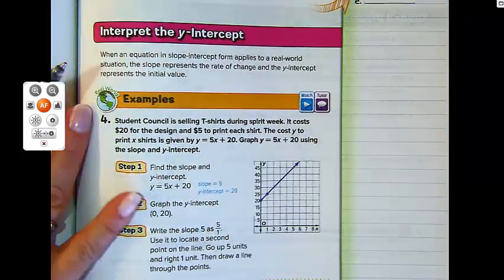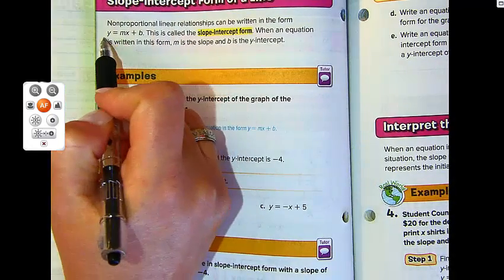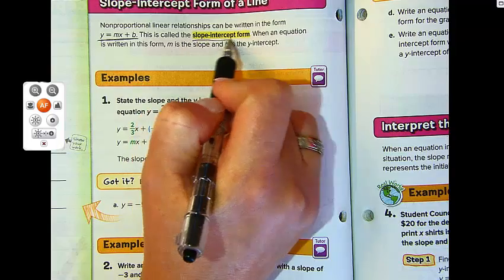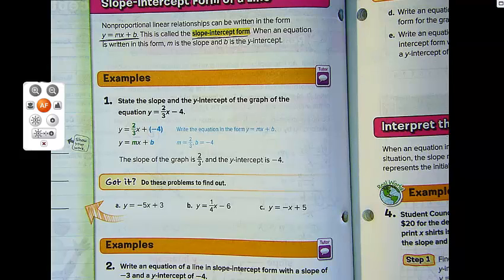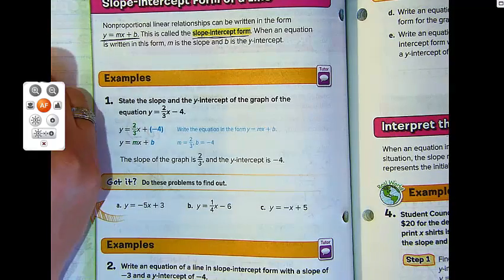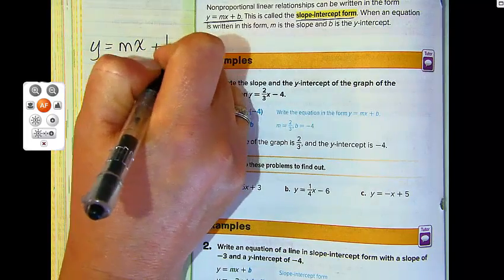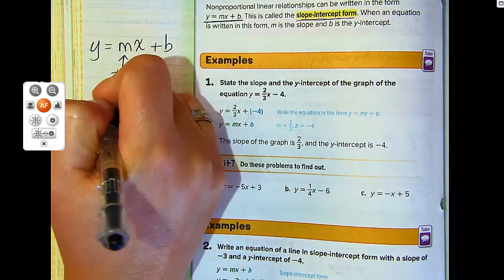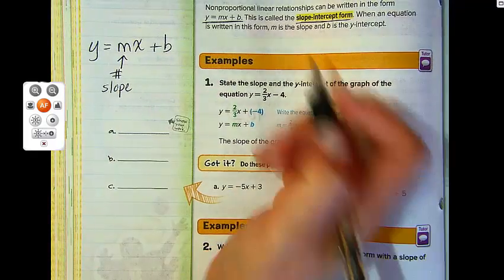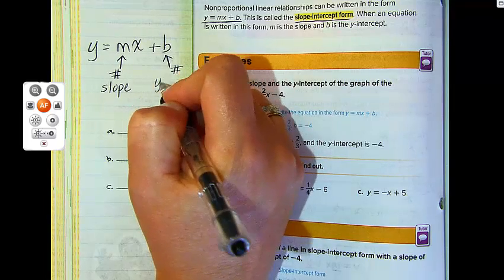So let's look at this example. Y equals mx plus b. That equation is known as the slope-intercept form. So y equals mx plus b is the slope-intercept form of an equation. And it's very easy to find the slope and the intercept, because y equals mx plus b. Remember the m, this is going to be a number in front of x, and that's our slope. B is also going to be a number, and that's going to be the y-intercept.